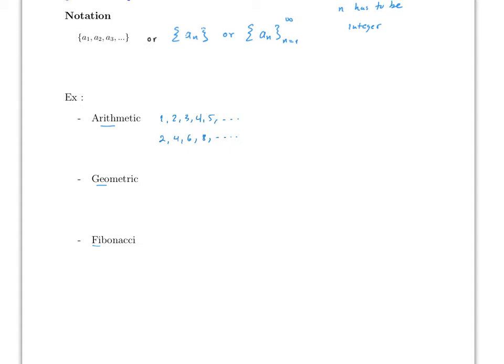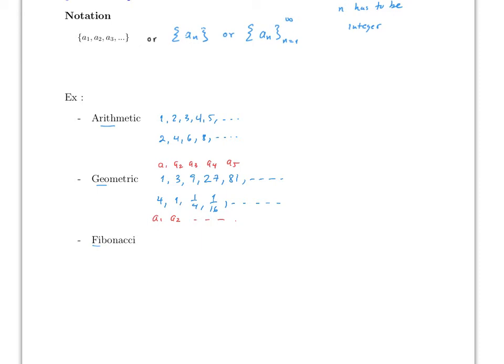Geometric means you multiply by the same value to get to the next one. So you have 1, you multiply by 3, you get 3, times 3 is 9, times 3 is 27, times 3 is 81, and so forth. So this is what geometric is. Same thing, you can start with 4, multiply by 1/4, you'll end up with 1, then 1/4, 1/16, and so forth. So then this will be considered a1, a2, a3, a4, a5, and so forth. Same thing here, a1, a2, and so forth.